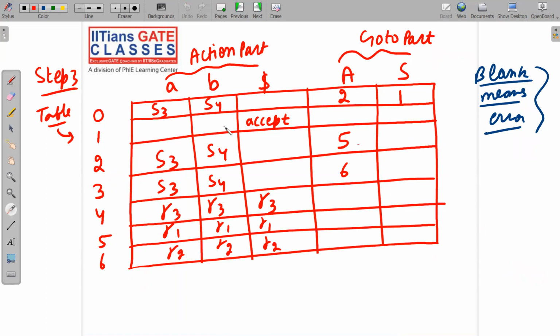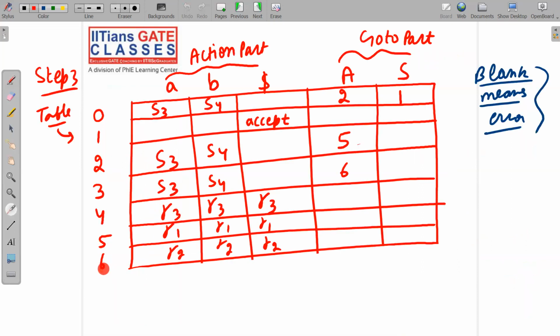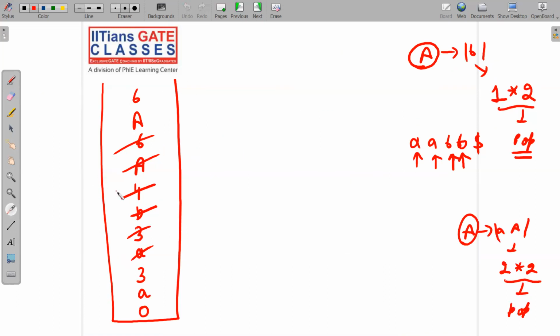3 on capital A, state number 6. So I will put here state number 6. Again, 6 on small b. See the slide. Sorry for that. 6 on small b, R2 only. R2 means what? Same thing. So 4 symbols will be popped out: 1, 2, 3, 4. And LHS will be pushed onto the stack. LHS is capital A. So capital A will be pushed onto the stack.